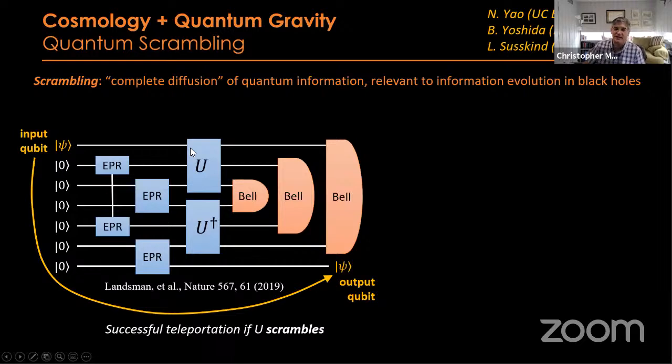It's kind of amazing. And again, Beni Yoshida at Perimeter really kind of first put this together with Norm in their groups. Now, there's a way to make this scalable.